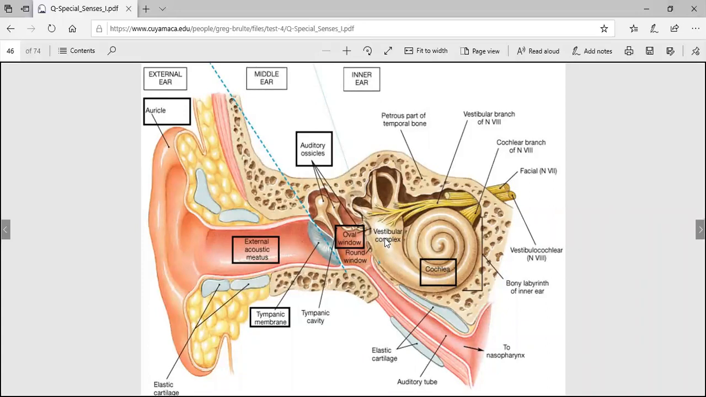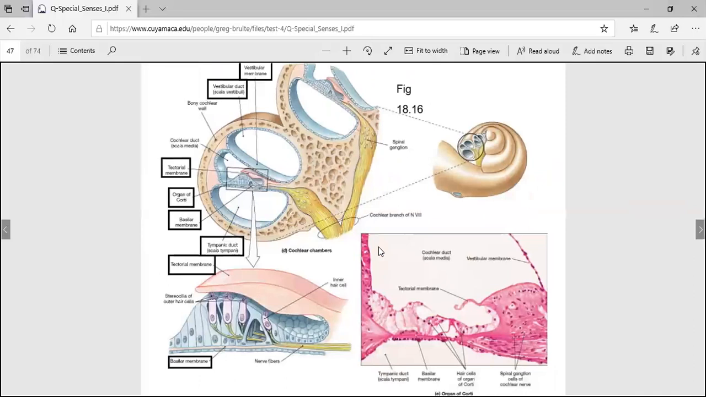Now you can't compress a fluid, so you've got to have this little round window. It's got a membrane on it. So when this presses in, that bulges out, and you set up this oscillation in there. If you go to YouTube, they'll have a really good video of that in many places. They have some really good videos of the cochlea and how it works.